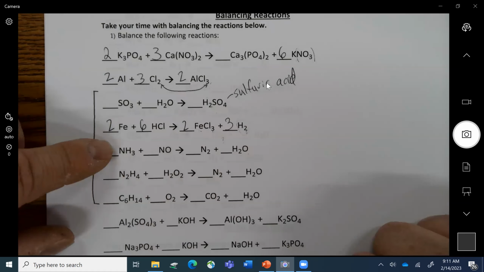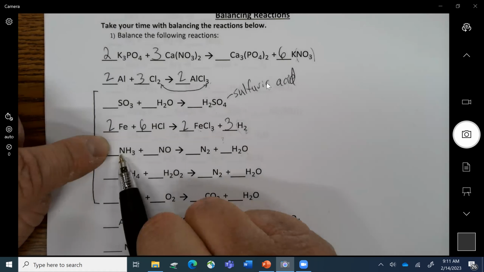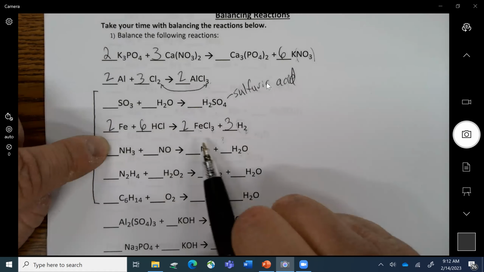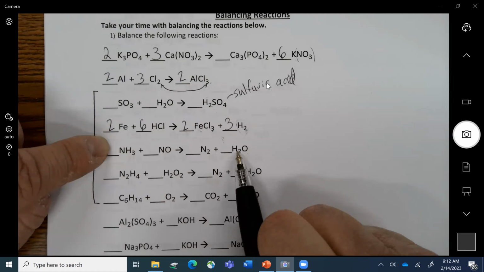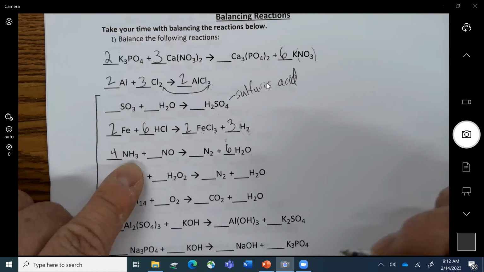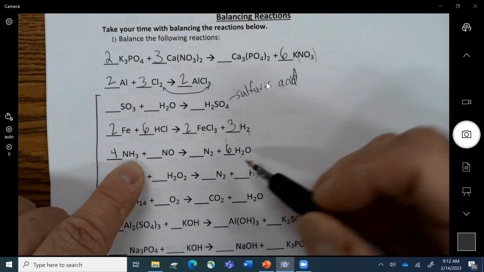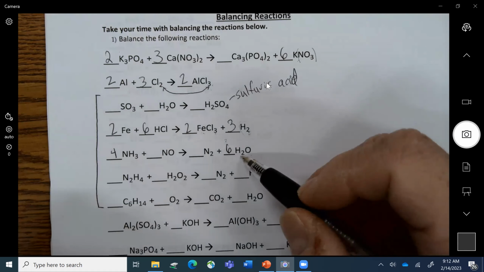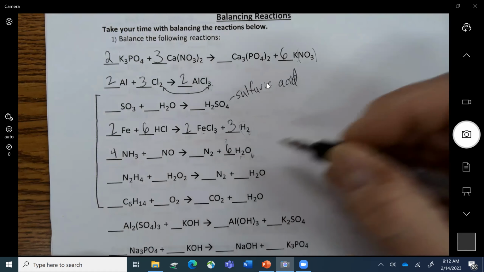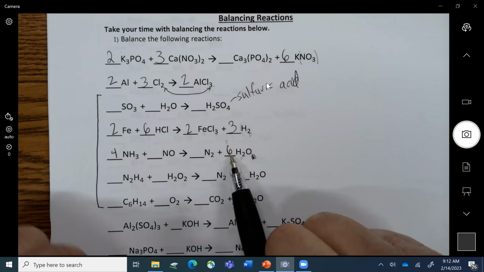So to get 12, I'd have to put 4 here. That gives me 4 N's. And then to get 12 here, I'd have 6. That will work. Okay. So I'm going to do that. I'm going to go 4 here and 6 here because 4 times 3 hydrogen is 12. And I have here 6 times 2 is 12. Now look here, how many oxygen do I have? I have 6 because that's times 1, right? So how do I get 6 oxygens over here?